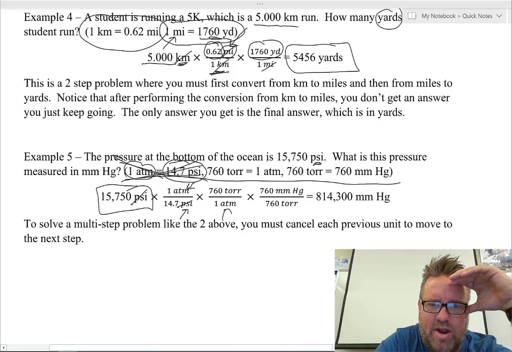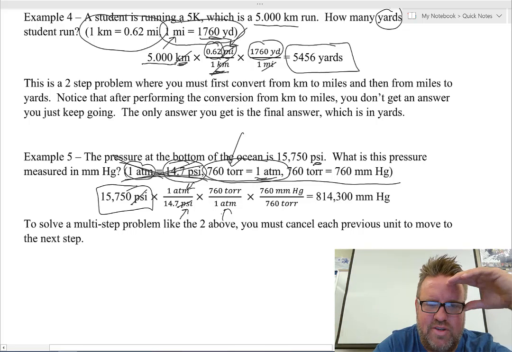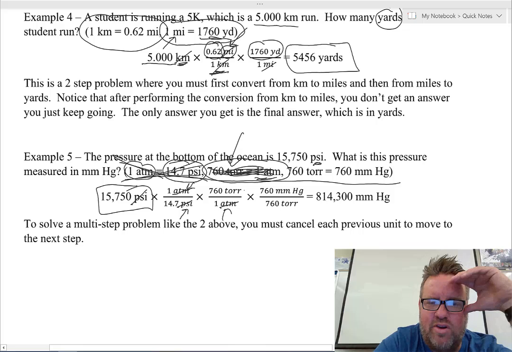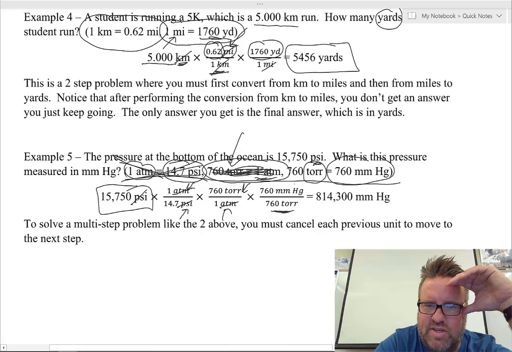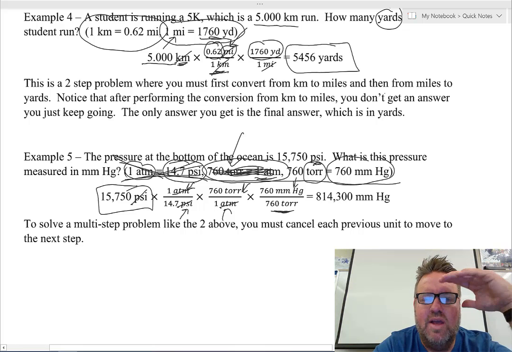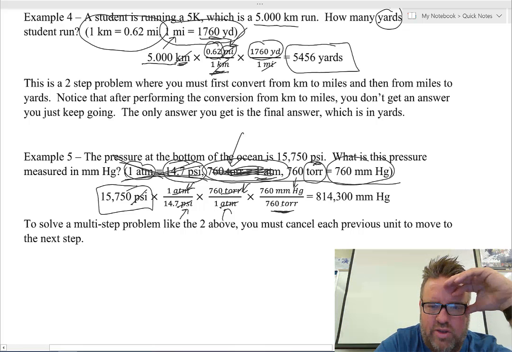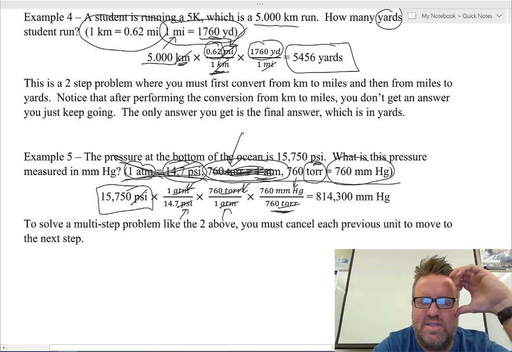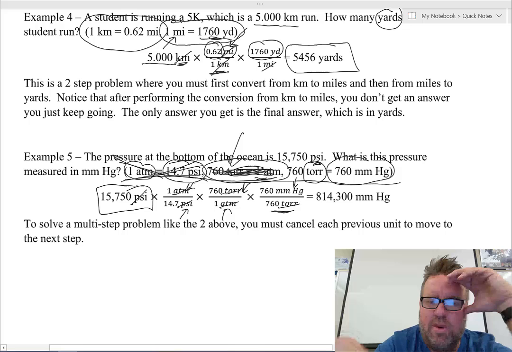Now atmospheres are here, so I've got to put them on the bottom. Here's another conversion with atmospheres in it. So 1 atmosphere goes on the bottom, and what it's equal to goes on the top, the 760 torr. Again, now atmospheres have canceled, and I'm done with that conversion. My final conversion is I have torr, so I've got to put torr on the bottom. So 760 torr on the bottom equals 760 millimeters of mercury on the top. Now we have it set up correctly. All the torrs have canceled, the atmospheres and the PSIs have all canceled, and we're left with just millimeters of mercury.